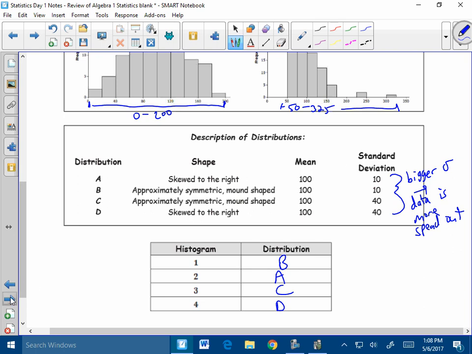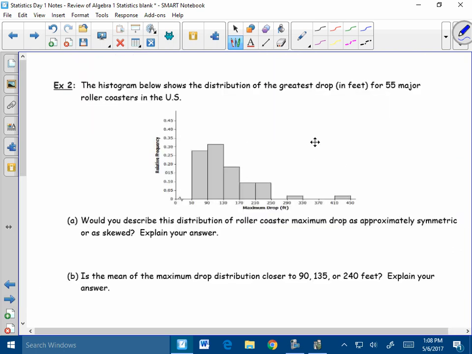Okay, we have one more histogram to analyze and answer some questions. The histogram below shows the distribution of the greatest drop in feet for 55 major roller coasters in the U.S. So we've got the feet of the maximum drop here, and then we have the frequencies, the number of roller coasters that have that. That's what they're measuring. It says, would you describe this distribution of roller coaster maximum drops as approximately symmetric or as skewed?